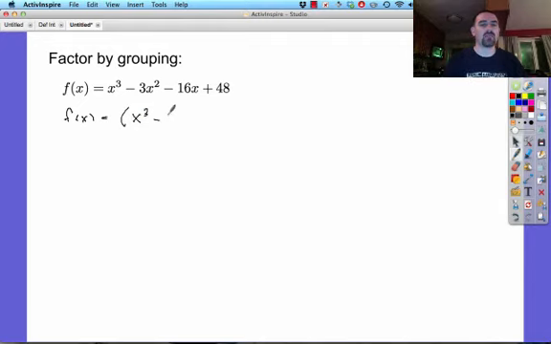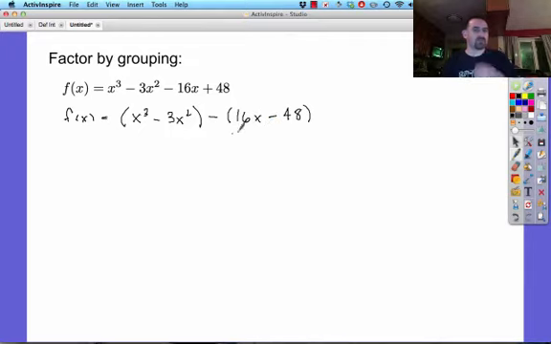x cubed minus 3x squared, and we'll do minus 16x minus 48. Now, first things first, notice that I wrote the negative here because if I put a negative 16, this distributes both through to the 16 and to the 48, which would make this negative 16 and positive 48. It's going to make our life a little bit easier in a few minutes here, but I just want to point out that I factored out a negative 1.